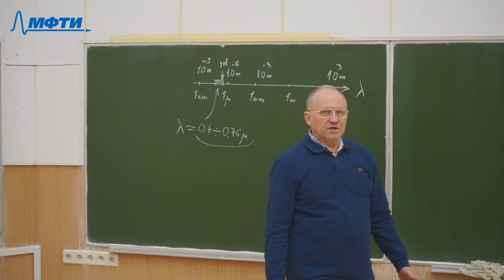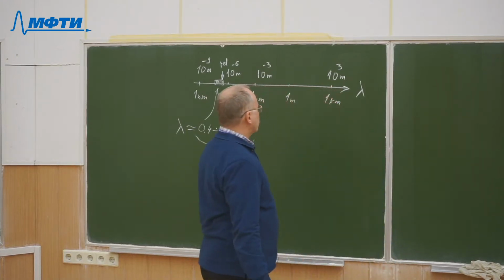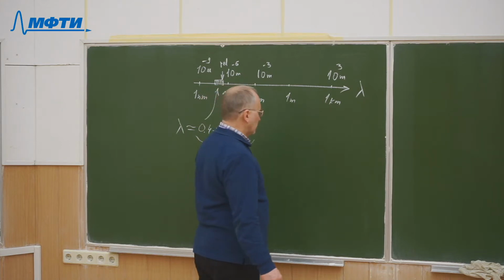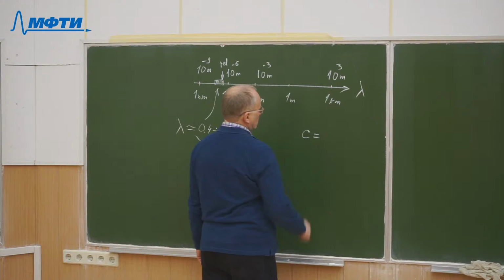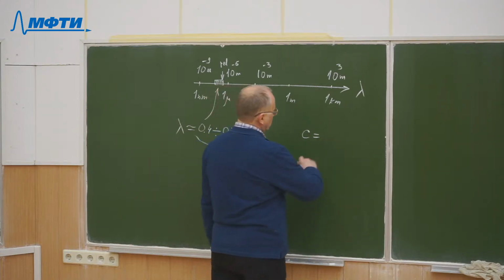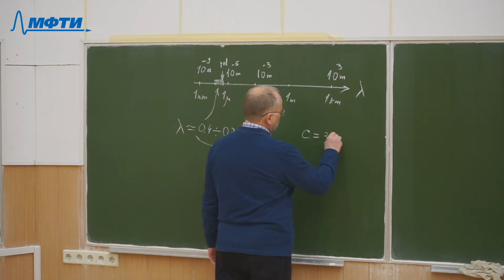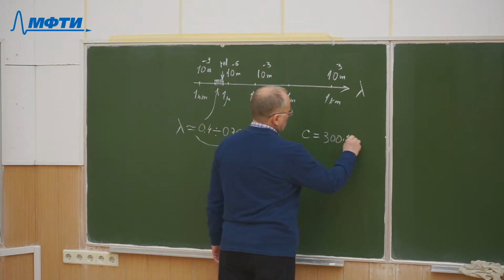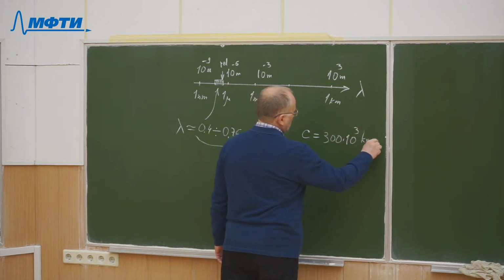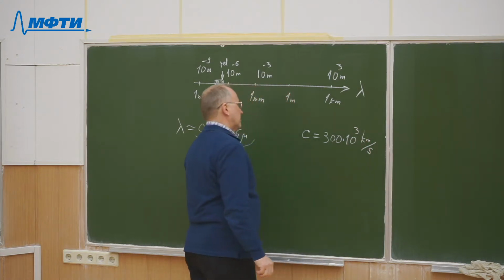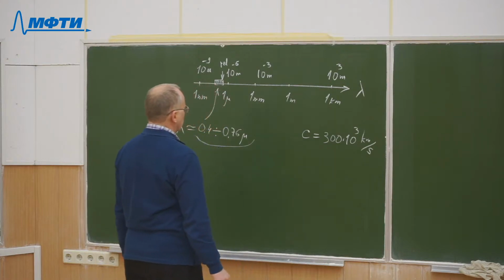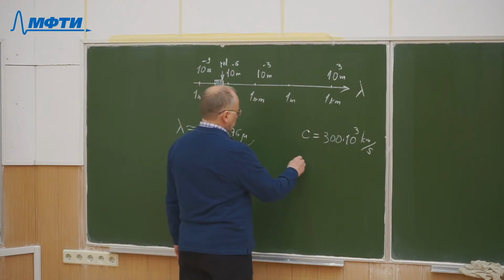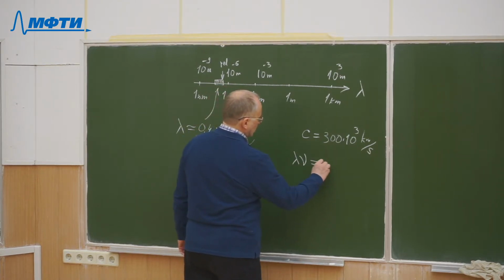A very important property of light is its velocity of propagation in vacuum, or speed of light. The speed of light is usually denoted by the letter C, and it's about 300,000 kilometers per second. That is the speed of light. There is a very simple connection between the wavelength, the frequency, and the speed of light.